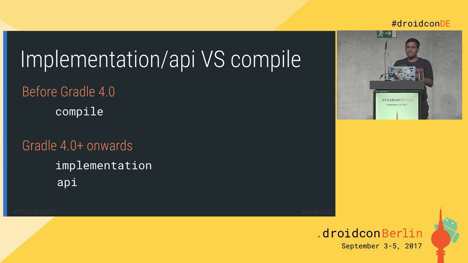Implementation is, think of it, if a library module uses implementation to include a library, another dependency, then it is only available to the library module. It is not going to be available to the app module. But if I was to use the API version of this keyword to include a dependency, this particular dependency would be available to the app module too. So it's just about the scope of where the classes are available.